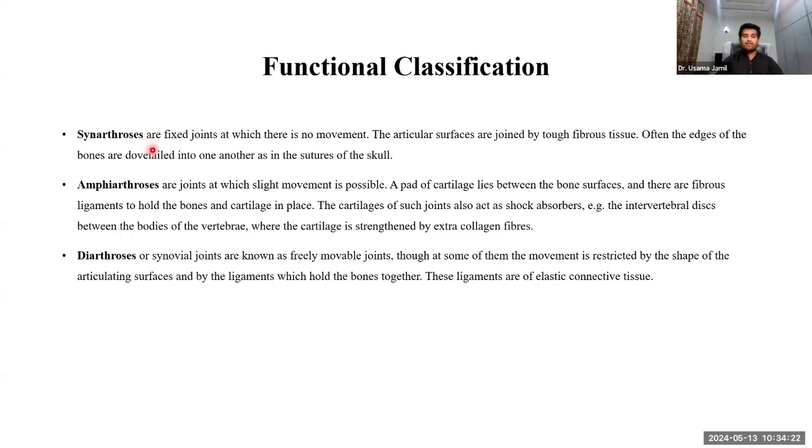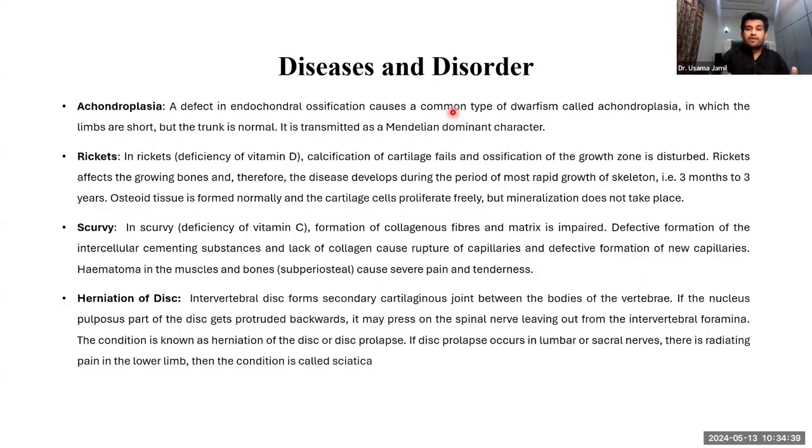Synarthrosis are the joints that don't allow any movement. Amphiarthrosis allows slight movement. Diarthrosis means freely movable joints. So the previous classification was on the basis of structure. Meanwhile, this classification is on the basis of function of the bones of the joint. Sorry. So this is the main part.